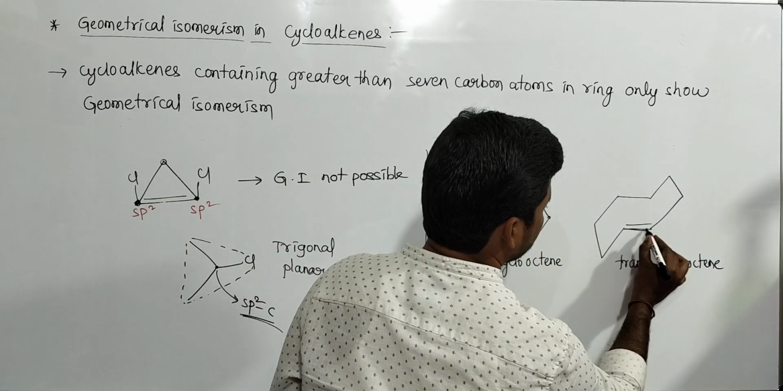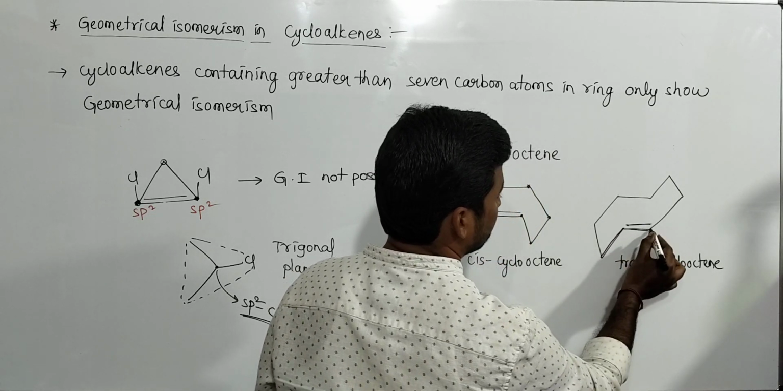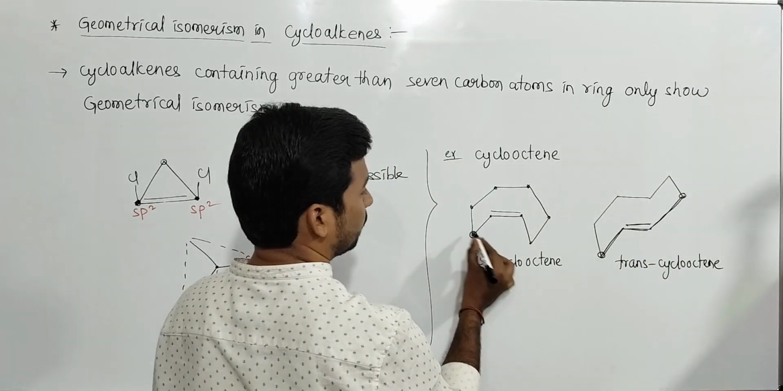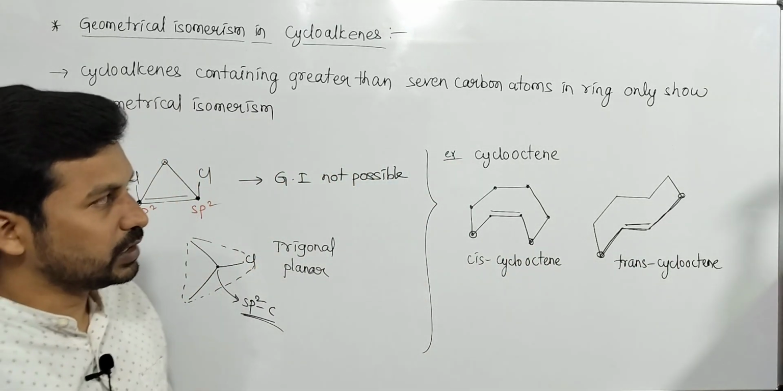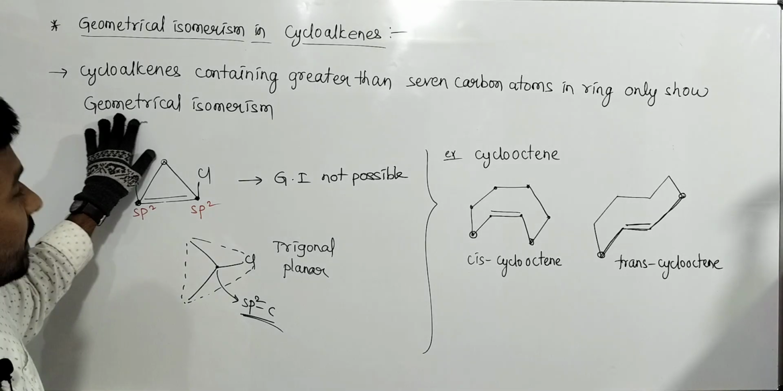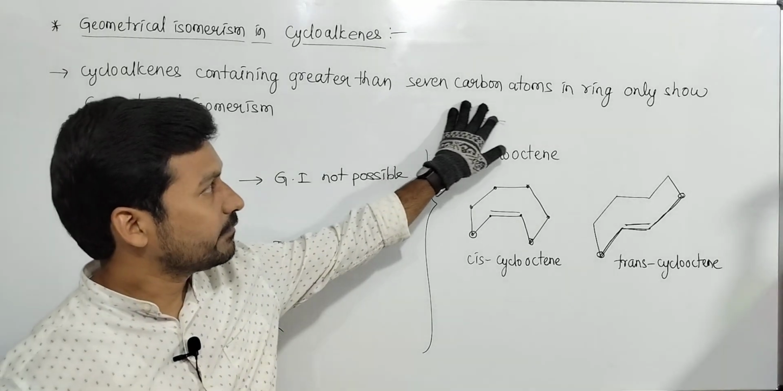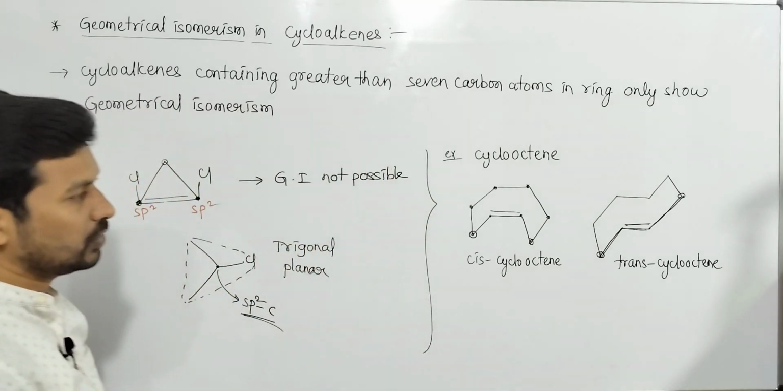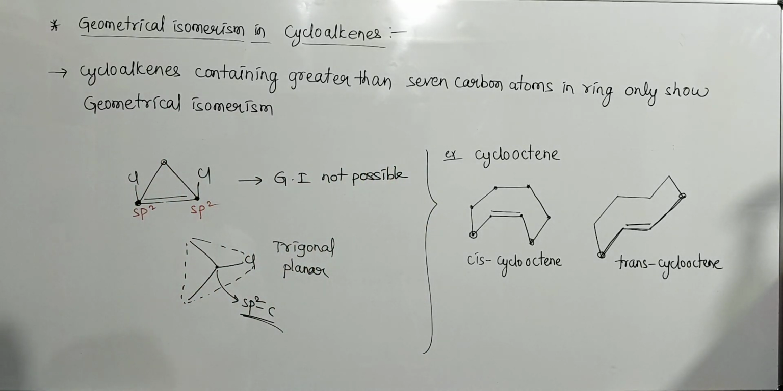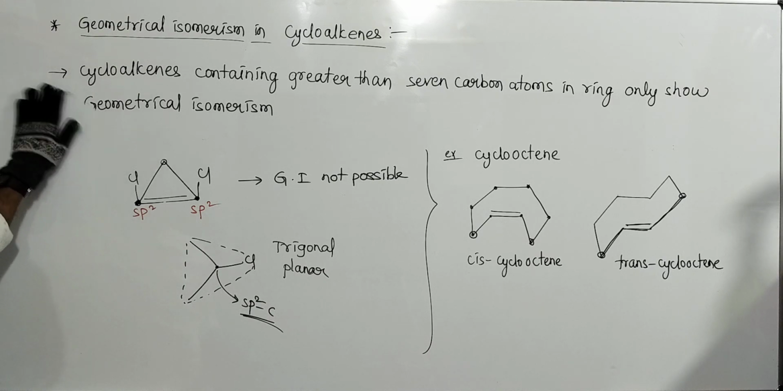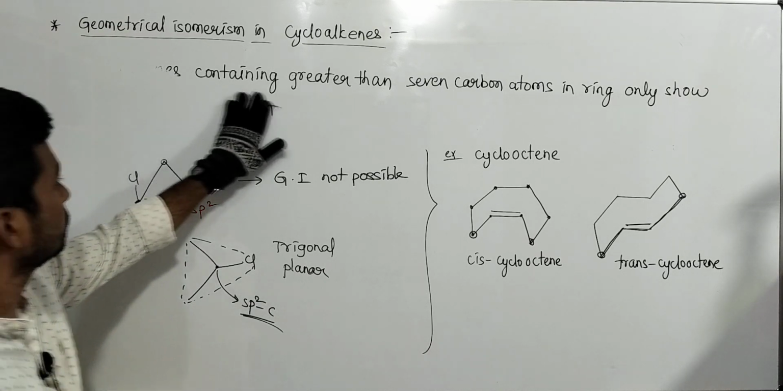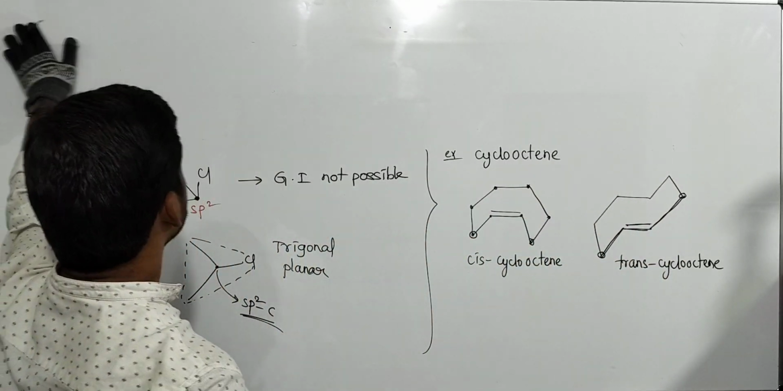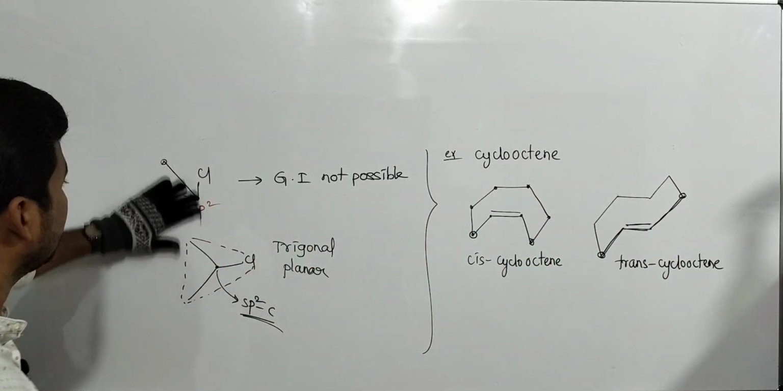See this, a double bonded system. Here CH, here CH2. This one, opposite side. This one, same side. Same side is cis, opposite side is trans. Thus, cycloalkenes containing greater than 7 carbon atoms in the ring only show geometrical isomerism. Based on this concept, I will give some examples.